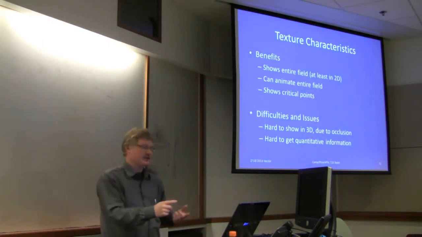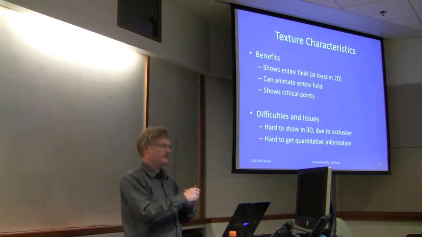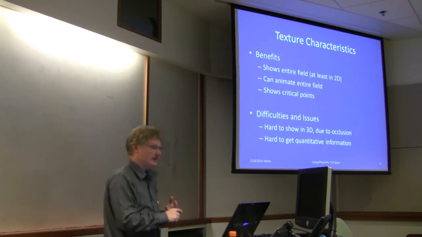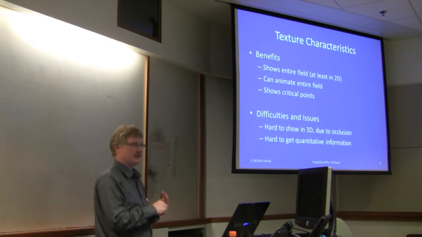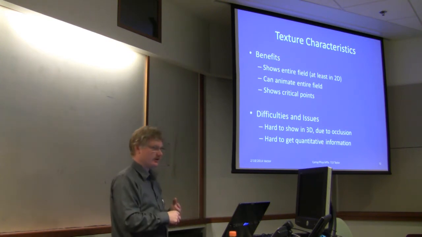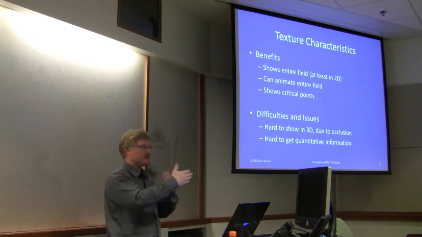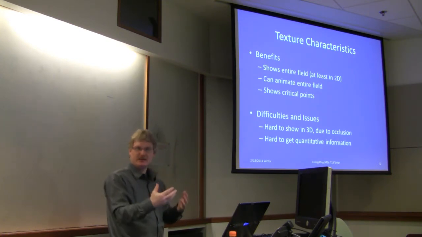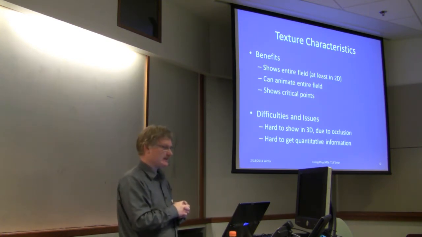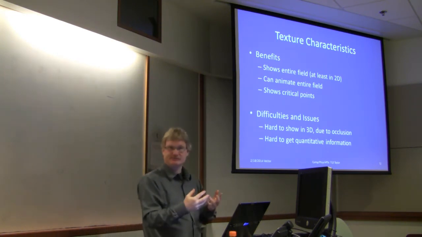All right. So texture, at least in 2D, shows the entire field, right? There's some local features in the texture kind of everywhere. You can animate the entire field, and you can't therefore miss critical points, right? So it's very good at showing you where all the critical points are. In 3D, we're in big trouble, right? Because you have a hard time seeing through the outside to the inside. There's some tricks you can use to try to help with that. It also can be hard to get quantitative information out of texture.